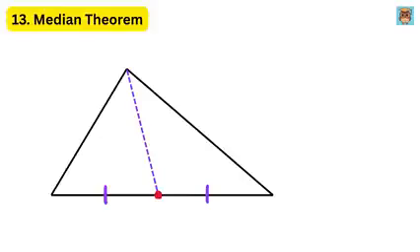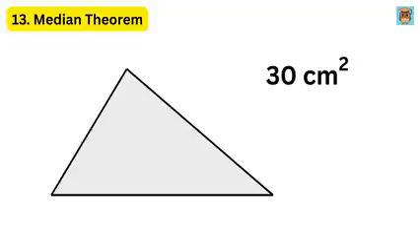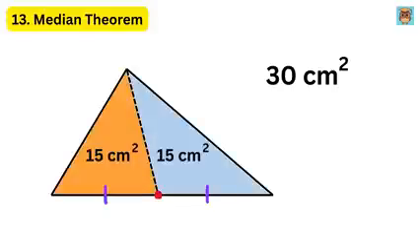Here's the cool part. Each median splits the triangle's total area into 2 equal parts, which means suppose this triangle has a total area of 30 square centimeters. If you draw this median, it will split the triangle into 2 triangles, and each triangle will have an area of 15 square centimeters, even if their shapes look different.